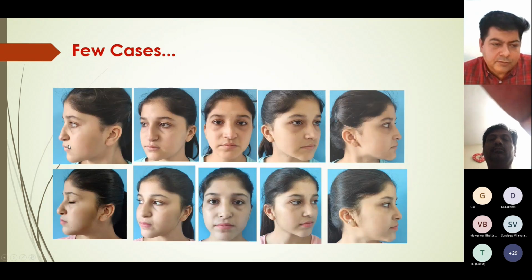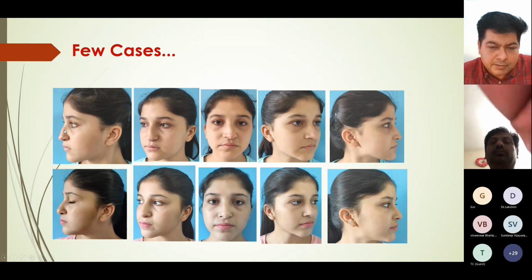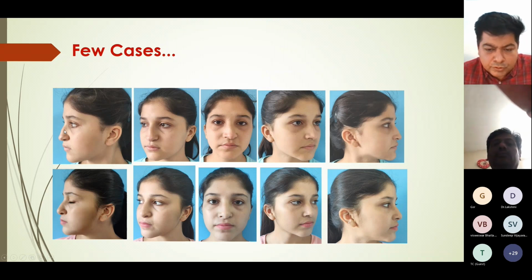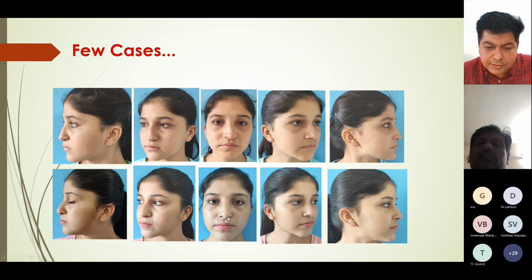Another case who has supratip depression and some dorsal hump. Most of the deformities are corrected, but in case you look at this particular photograph in the middle, the tip still is trying to diverge to the opposite side. I think this needs to be corrected.